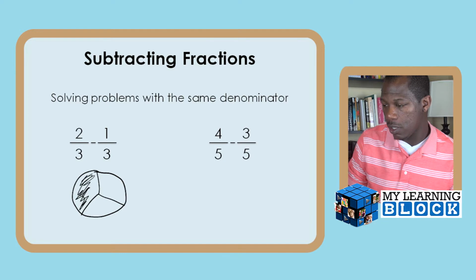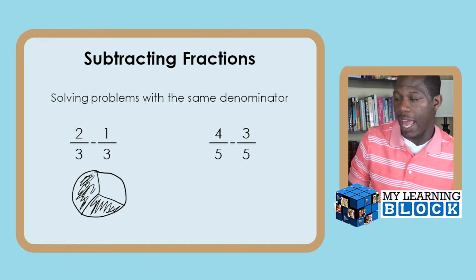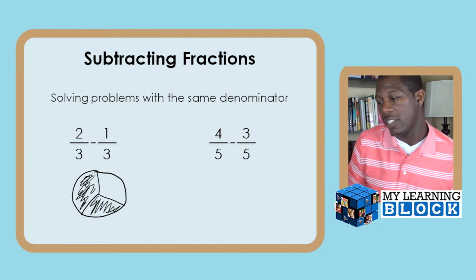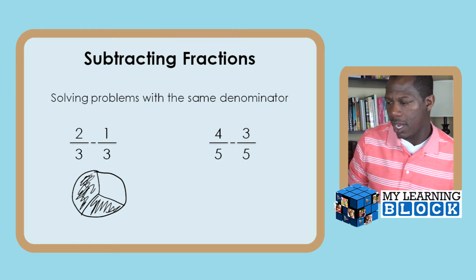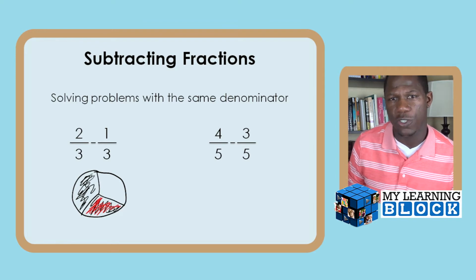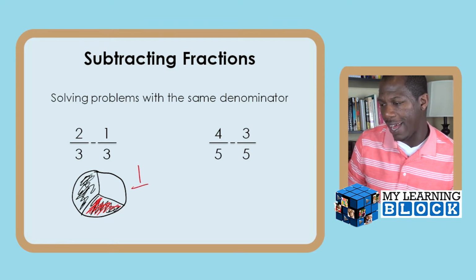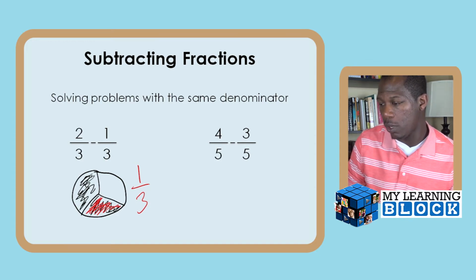So I'm going to color 2/3, 2 out of 3. And then out of that, this isn't adding fractions. They're not going to add one more. They're going to take one away. So out of that 2/3, you tell them now color 1/3 red, or another color. And then while looking at the illustration, you say, how many are still black? And they'll say, 1 out of 3 is still black. Therefore, 2/3 minus 1/3 equals 1/3.